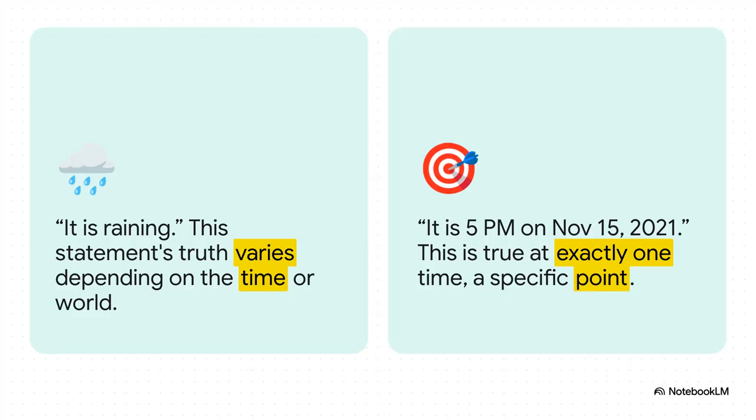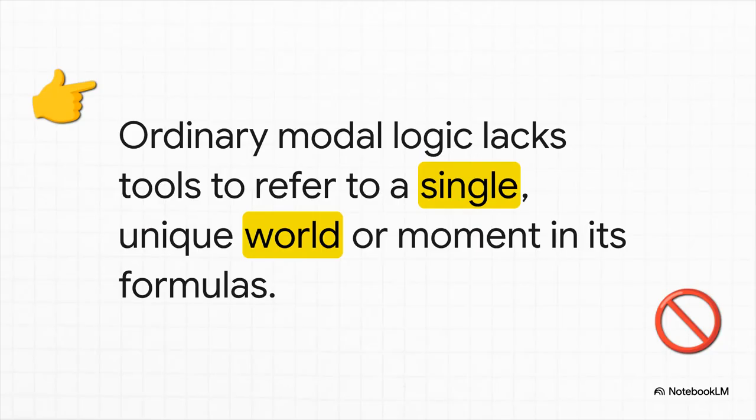Standard modal logic is totally fine with a statement like, "it is raining." I mean, its truth can change depending on the time or the possible world you're in, but it completely hits a wall with the statement on the right, something that's true at one and only one specific moment. It just can't express it. So, the bottom line is, ordinary logic can talk about possible worlds in general, but it can't actually point to one and say, "I mean that one right there." And that's a huge expressive limitation.